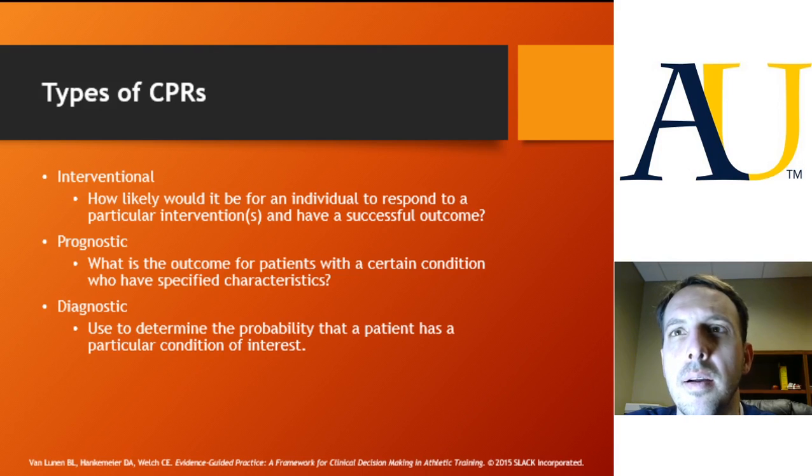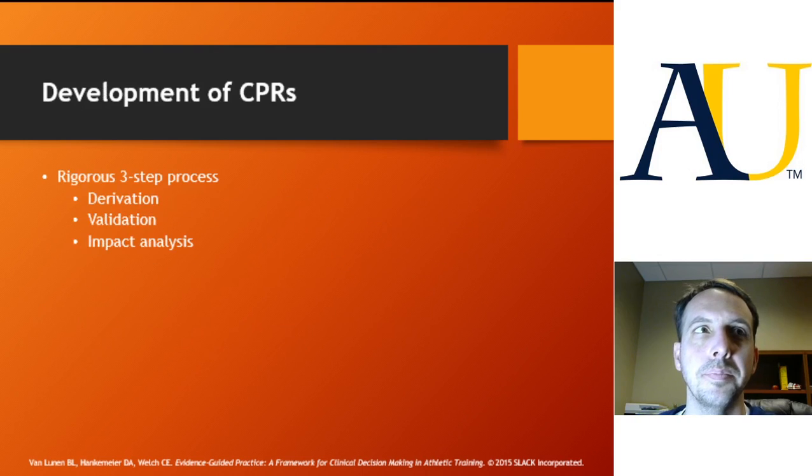outcomes. There are also prognostic clinical prediction rules that basically describe the outcome for patients within a certain condition, whether or not they fall into the criteria needed in order to expect a certain outcome, or then the diagnostic ones, which are just purely whether or not they have the condition or not.